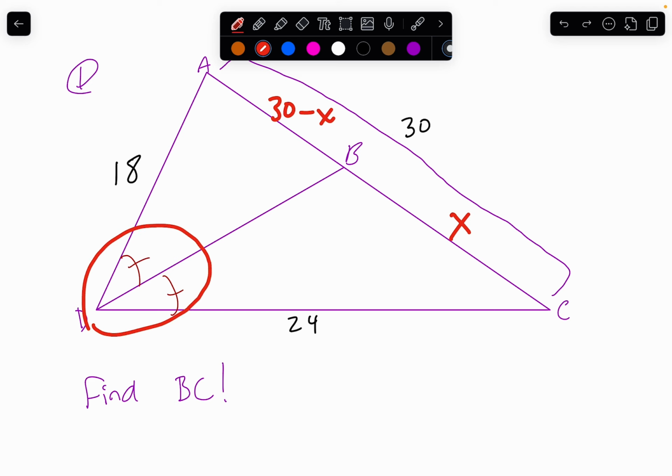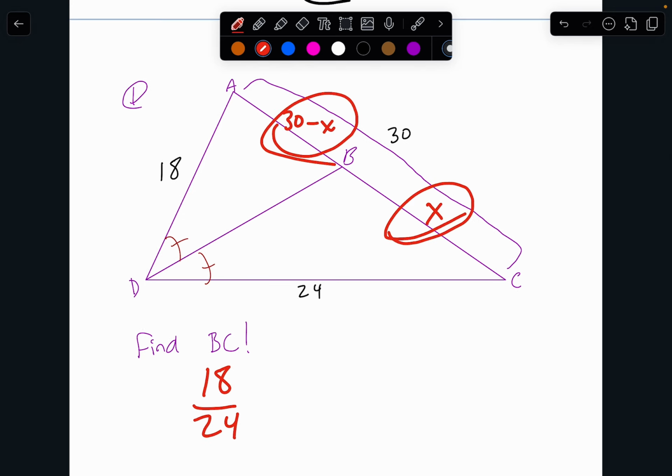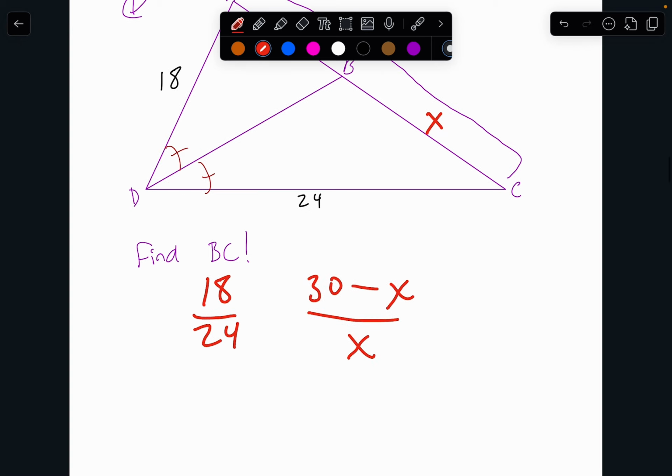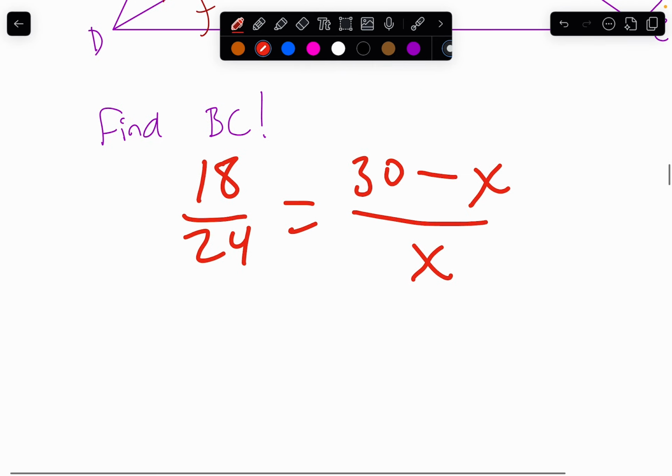And our rule for angle bisectors is that the two sides, 18 and 24, the two sides that touch the angle bisector, have the same ratio as the two parts of the opposite side. So if I do top over bottom, 18 over 24, I have to keep doing top over bottom, and that would be 30 minus x over x. That is my proportion for the angle bisector. Reduce first, divide by 6 would be 3, divide by 6 would be 4, and that's all I can do.